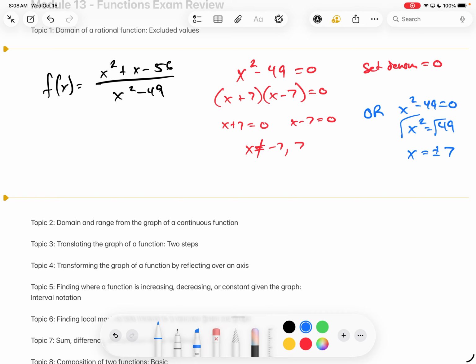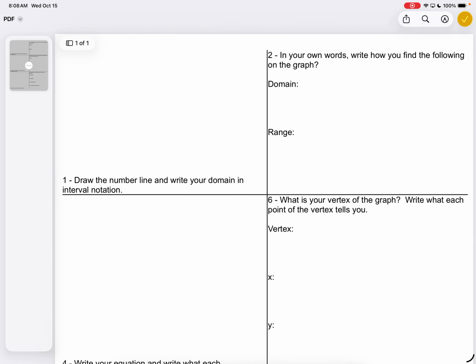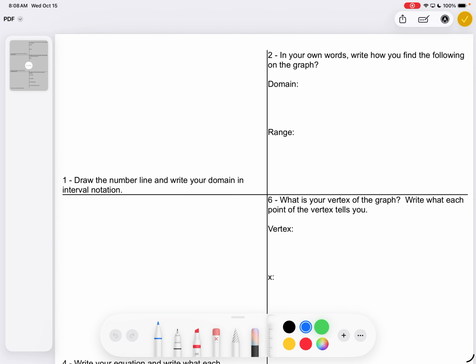To do the test work page, draw the number line and write your domain in interval notation. So I don't make it a test question, but I just wanted to see if y'all do this. This is kind of hard, so it doesn't really hurt you, but I do this. So the number line, what I mean by draw the number line is my answers are -7 and 7.